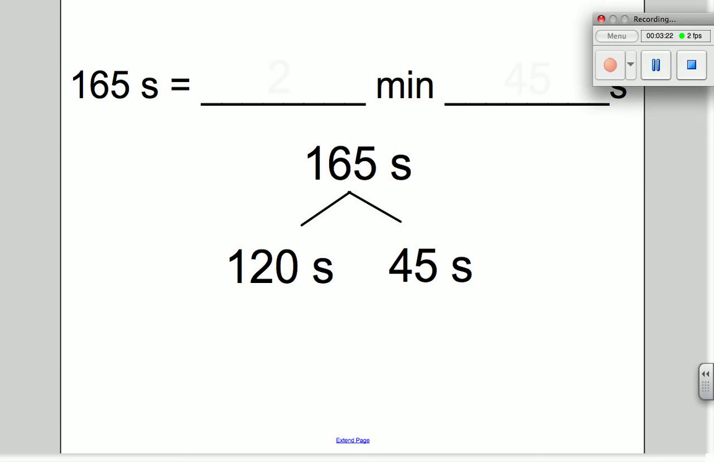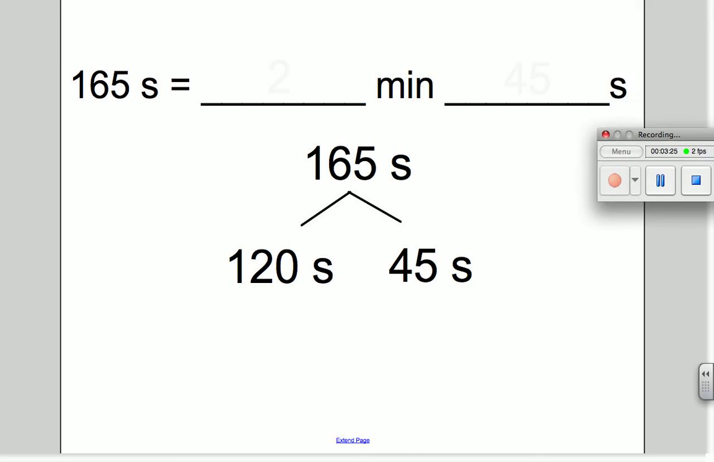On this next problem, we need to convert 165 seconds into minutes and seconds. As you can see, I've broken down 165 seconds into 120 seconds and 45 seconds. Why do you think I've done it this way? Think about that for a moment. Well, since we have to convert the seconds to minutes, I thought it would be helpful to be able to divide as many of the seconds as we can by 60, because again, 60 seconds are in a minute.